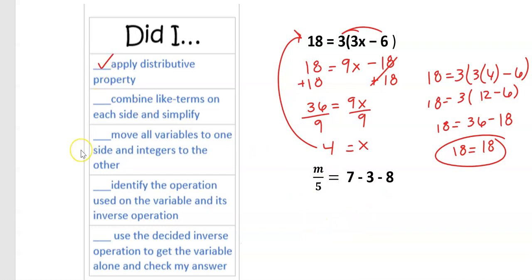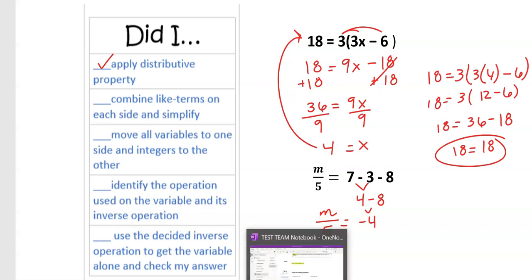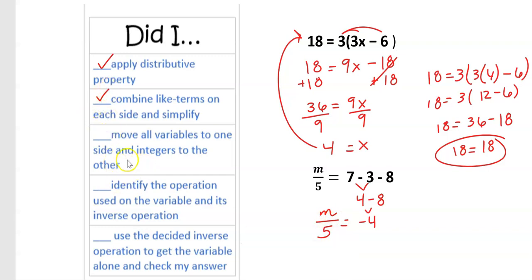Now it asks us to combine like terms. So 7, negative 3, and negative 8 are all like terms. So we're going to go ahead and solve this. So 7 minus 3 is 4, minus 8 is negative 4. We're going to bring down the rest of our equation. Now we've moved all variables to one side and integers to another.